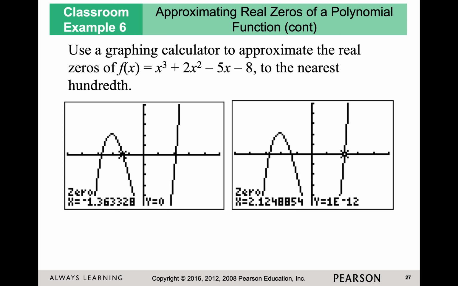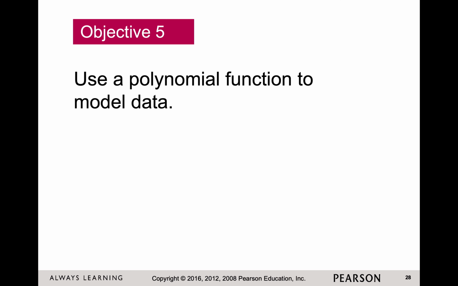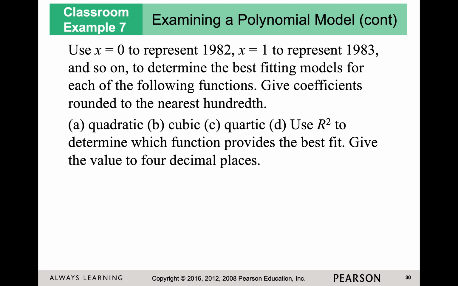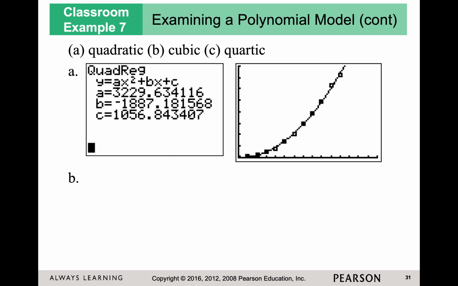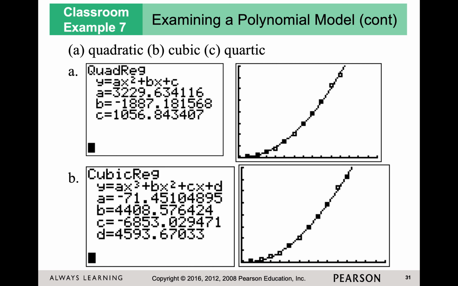Just make sure you're clicking and you've zoomed out so you can find all of the zeros. To use a polynomial function to model data, you would actually enter the points into Desmos.com and you could look at the actual model. This is not assessed in the lab. It's something we're going to go over really because this is a transformation utilizing the TI calculator.